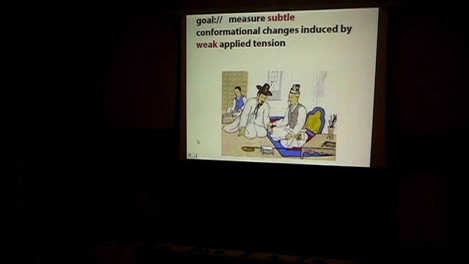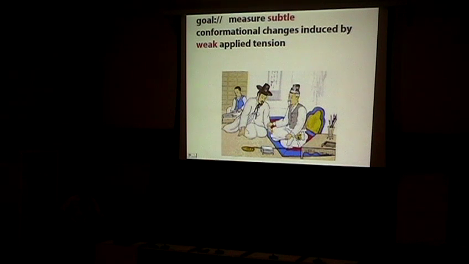So why do you want to do this? Well, one goal is to be able to measure subtle conformational changes of a biomolecule induced by a weak applied tension. Okay, so subtle and weak, these are the two keywords here. If you want to study a molecule that senses tension in the cell and responds and triggers downstream signaling, I think these molecules probably change conformations fairly subtly. And you don't have to apply very high forces to induce signaling. That's my guess. But if you do a purely mechanical measurement, then you can actually measure subtle changes only under strong applied force.